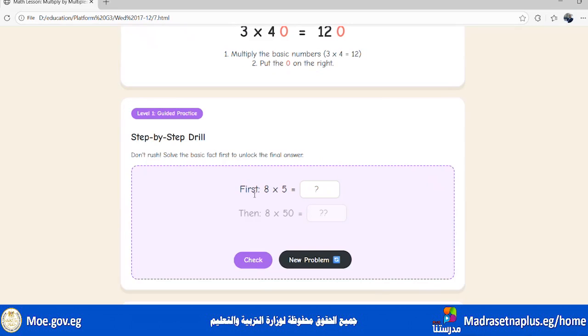Okay. For example, if we have 8 times 5, it will be 40. This is basic. 8 times 5 is 40. What about 8 times 50? 8 times 500? 8 times 5,000? 8 times 5 is 40. 8 times 50, magic zero, it will be 400. Check. New one.